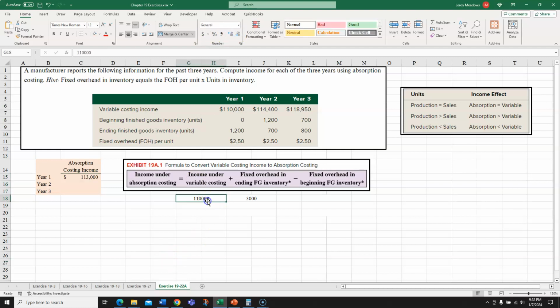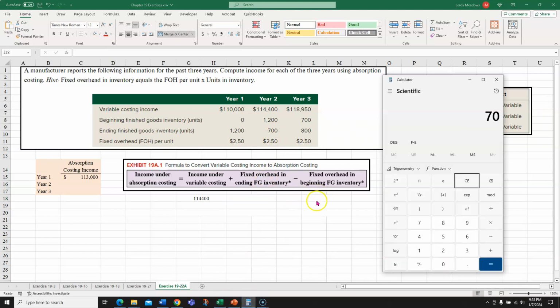Okay, so now let's look at year 2. I start off with income under variable costing, which is $114,400. I'm just typing these in here so I can keep track of my numbers. Plus fixed overhead in ending finished goods inventory. So I have 700 units in ending inventory at $2.50 per unit.